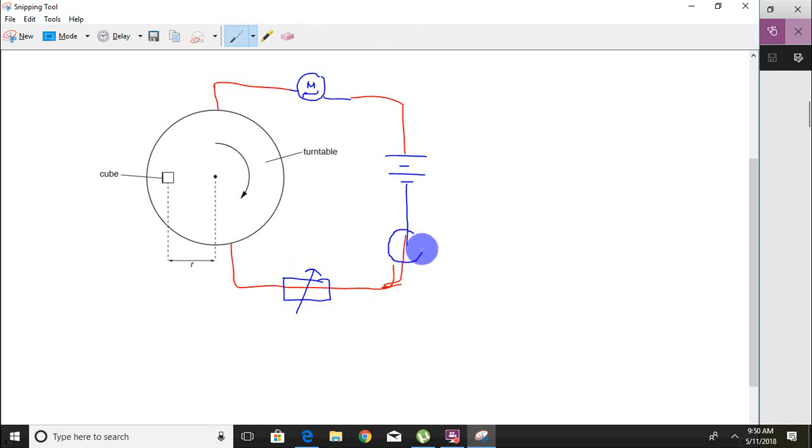And an ammeter over here. And you can position a screen over here, label it screen, and labeling is important. Label this as the motor, the battery, the ammeter, and the rheostat, and this as the screen. This will give you easy marks.